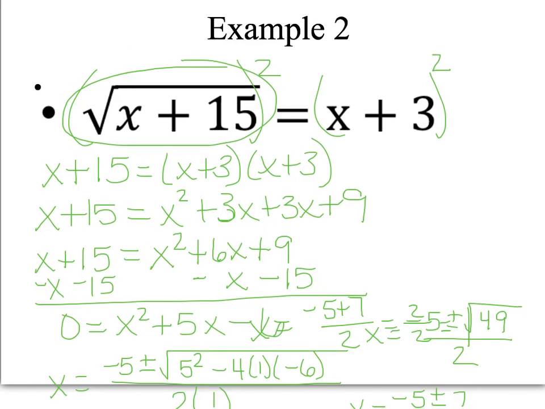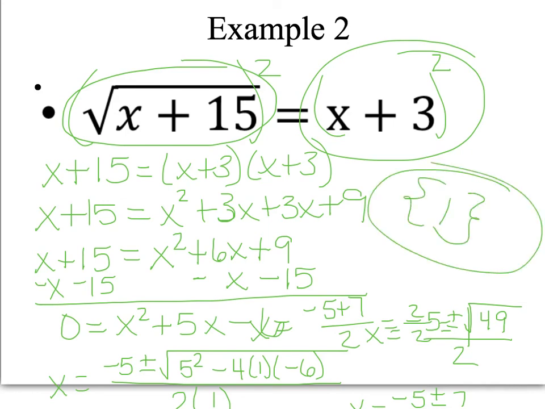What you'll notice, if we were to put negative 6 in here, this is part of why we have to check, I would end up with a radical equal to a negative number, and we don't want that. So I throw out negative 6 and only keep 1 as my answer.